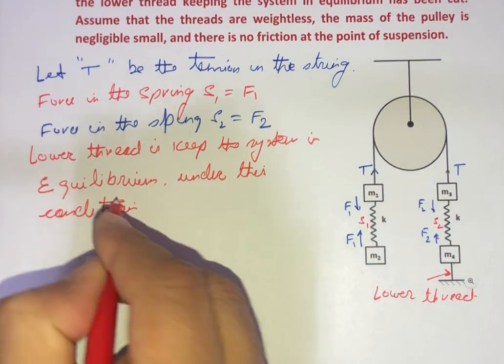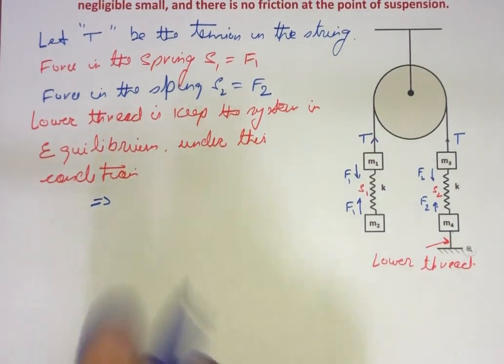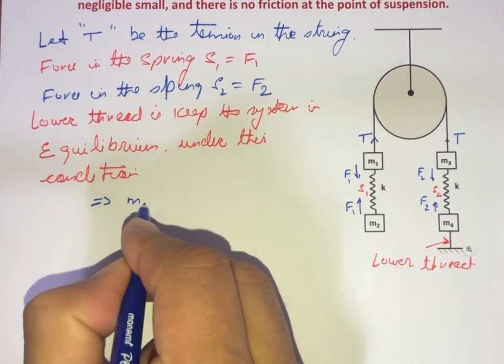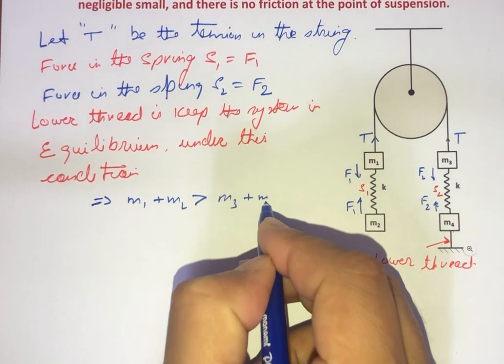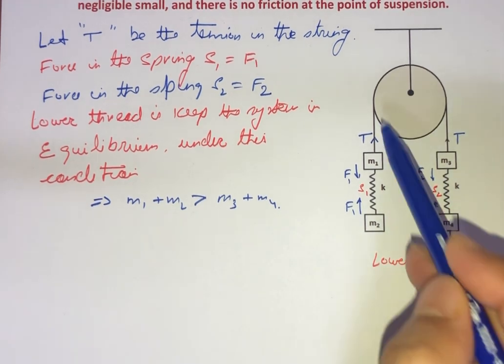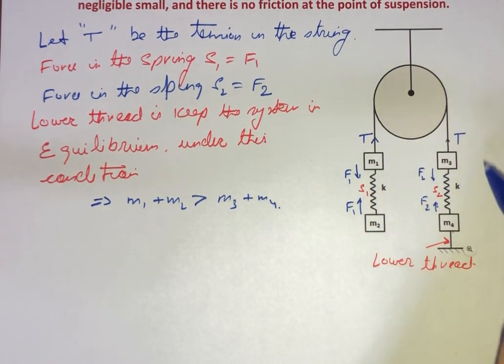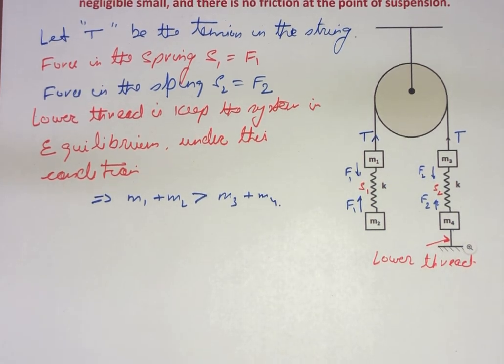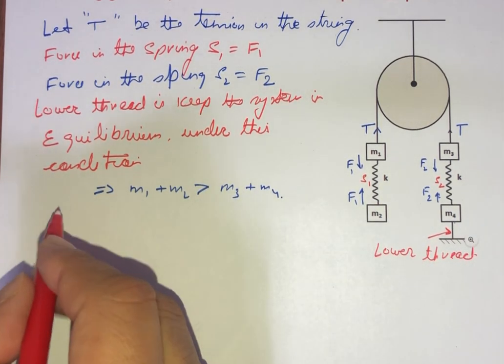we can say that M1 plus M2 should be greater than M3 plus M4, because normally what is going to happen if this condition is not maintained, this is a pulley, so the entire thing will be pulled by the lower thread and it will be traveling in this format, so there will be no equilibrium. So let us analyze the equations in this figure.